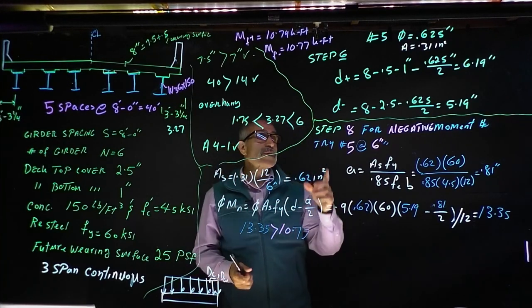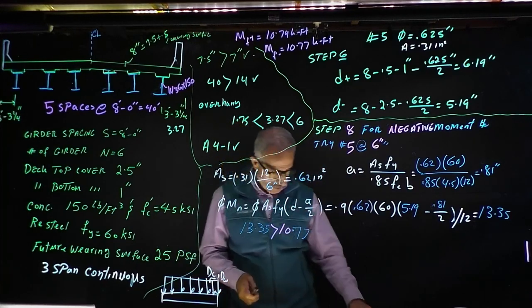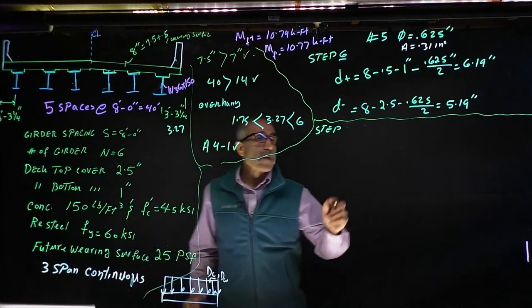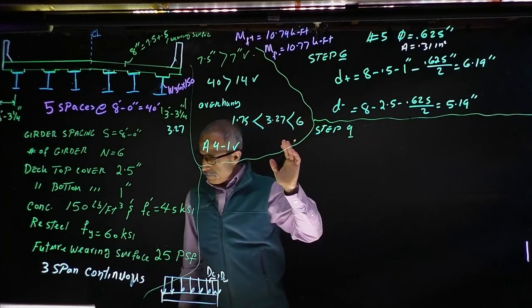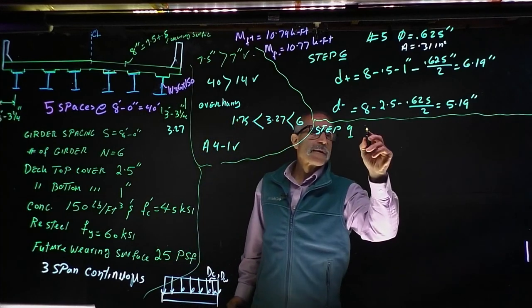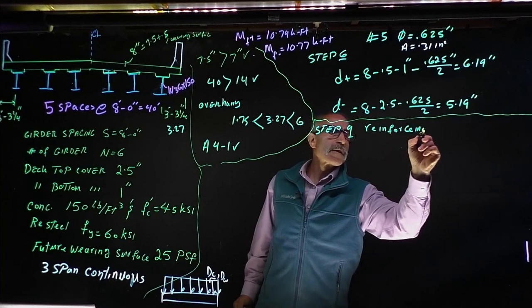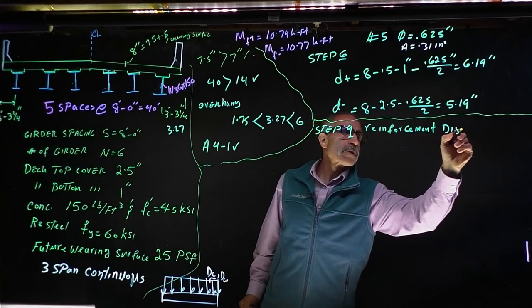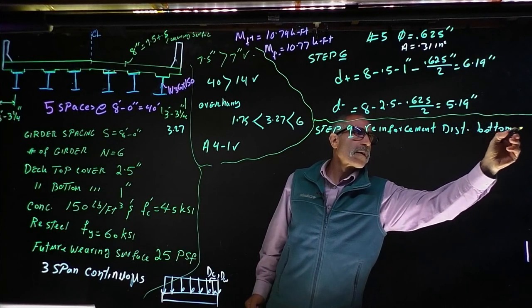Now we're gonna move to step number 9. Again, I gotta erase board space here. Okay, step number 9, we're gonna go ahead and do distribution of the reinforcement. Reinforcement distribution at the bottom of the slab. All right.